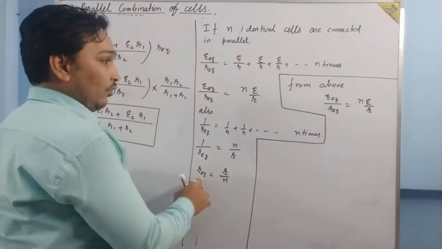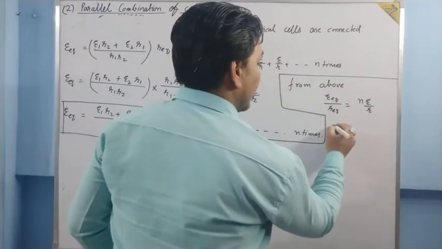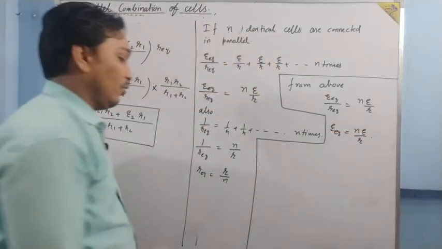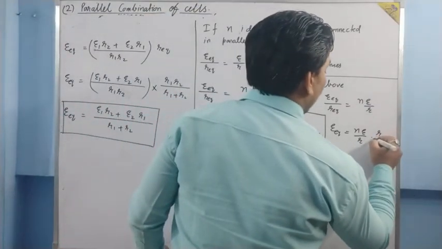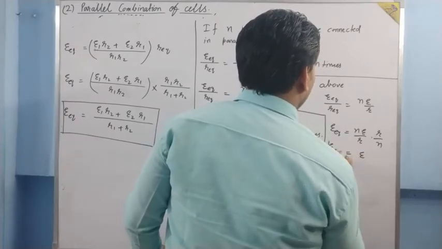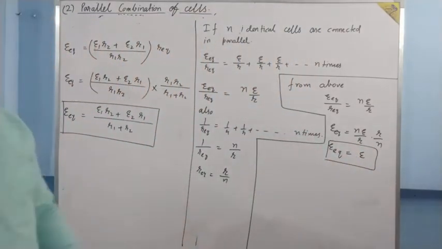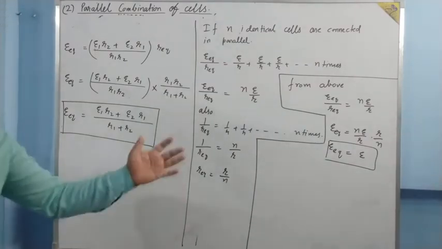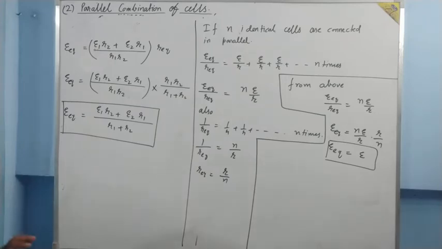Now in place of R equivalent we can put R upon N. Let us transfer that side. So E equivalent is equal to NE upon R multiplied by R equivalent, and it is R upon N. So R and R will cancel out and N will cancel out. We will have E equivalent is equal to E only. Simply, if n identical cells are connected, then its EMF will be E only. EMF will not be added, it will not be subtracted, it will be E only. Is it clear?